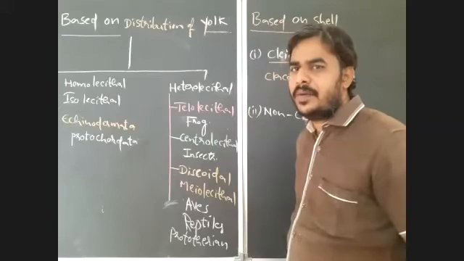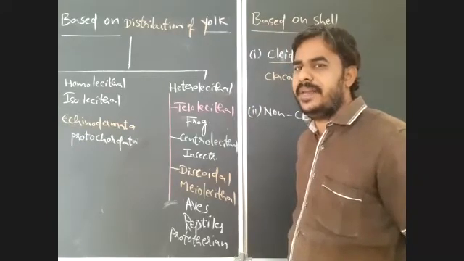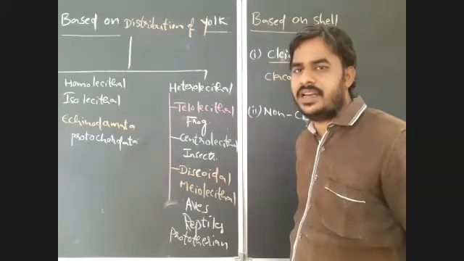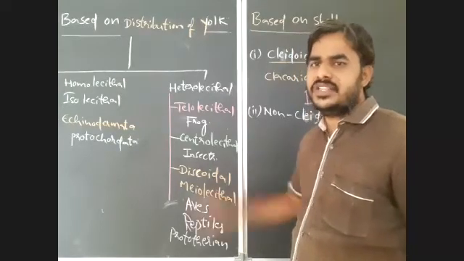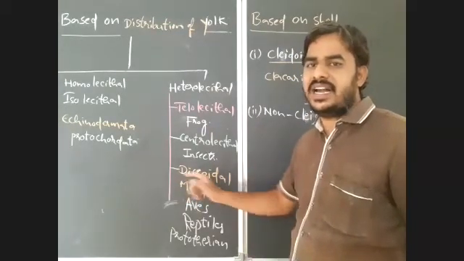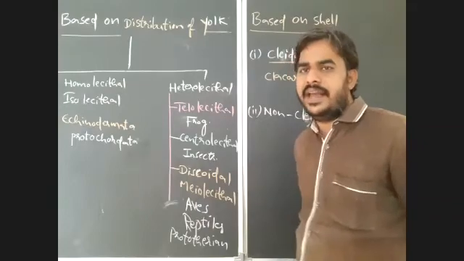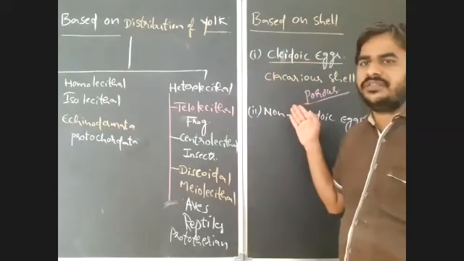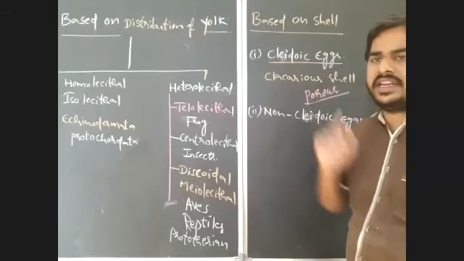So based on the amount of yolk, it is megalecital or macrolecital or polylecital. Based on the distribution of yolk, it is discoidal or meroblastic. Based on presence or absence of shell, it is cleidoic egg.